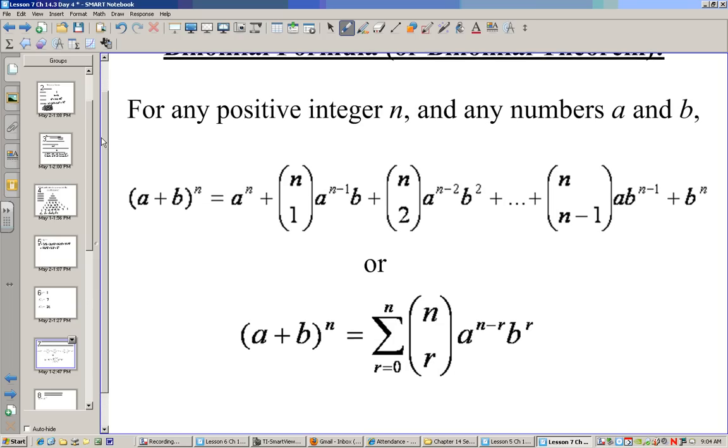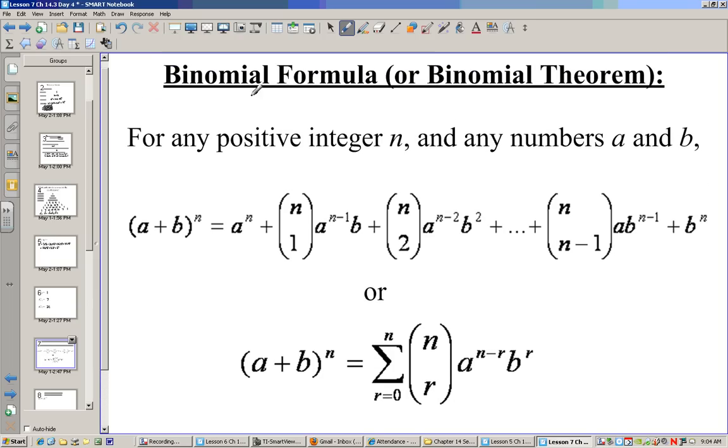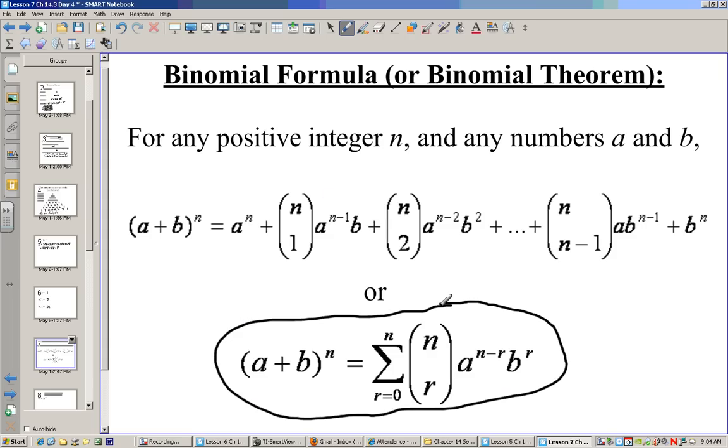So a way that we can write this as a formula, the binomial formula or binomial theorem states that if we have (a + b)^n, we can write it in infinite terms like this, where it's n choose 1, n choose 2, all the way up to n choose n minus 1, and n choose n, which is just going to be 1. That's our combination, and we can write that in series form right down here using sigma notation.